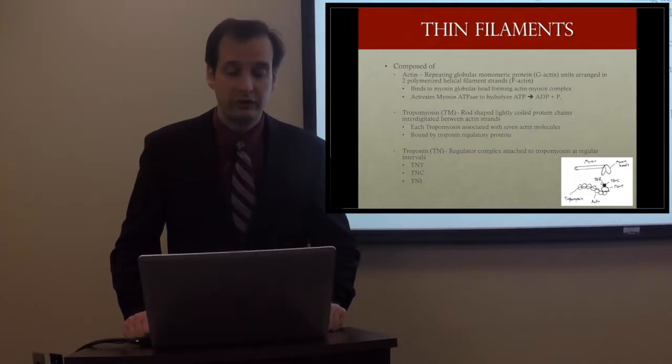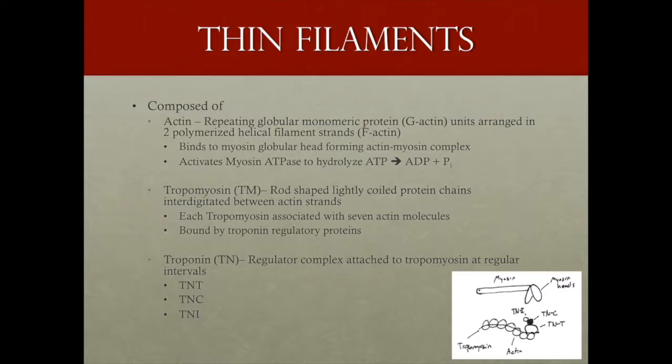Thin filaments are composed of actin. Actin is a repeating globular monomeric protein unit called G-actin, and when this G-actin is arranged in polymerized filaments, it is called F-actin. Two F-actins are arranged into a helical structure. Actin binds to the myosin globular head, forming the actin-myosin bridge complex, and it activates the myosin ATPase, which hydrolyzes ATP to ADP and inorganic phosphate.